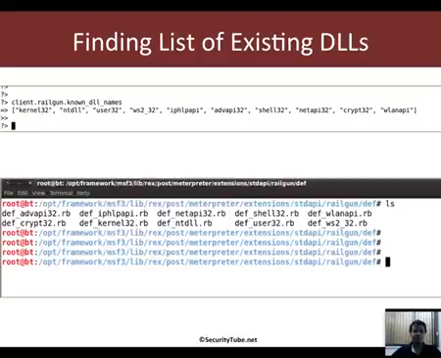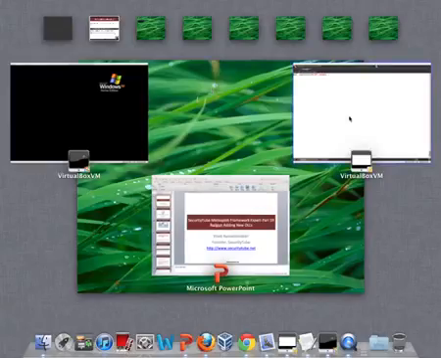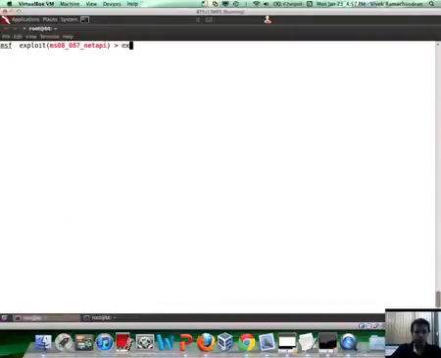Now, before you begin on how to add new DLLs to Railgun, the first question you would ask is, how do I even know the existing list of DLLs? In order to do that, let's first break into our Windows machine using the Net API exploit.